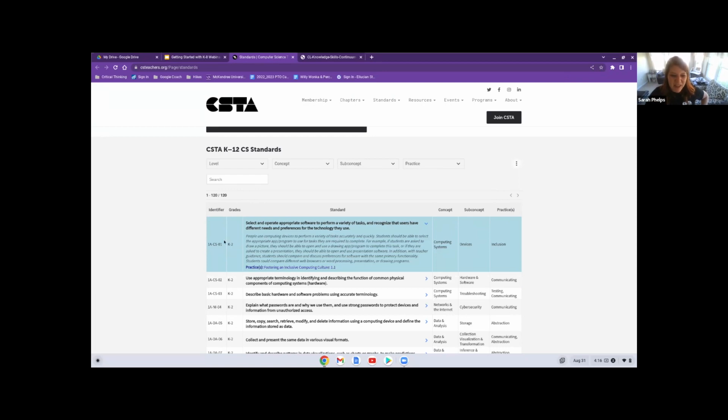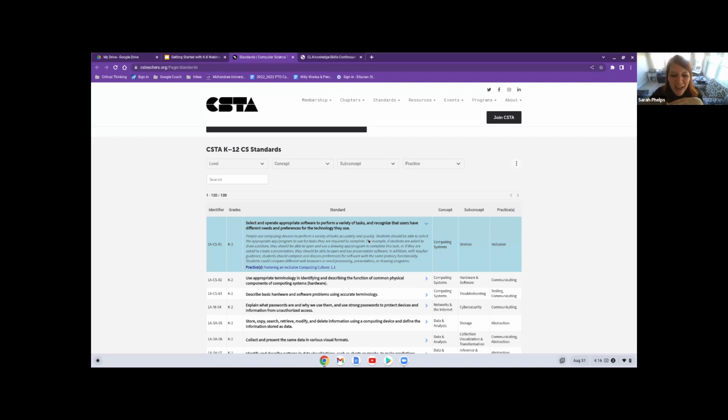And even, as we said earlier, that grade band is not there. The CSTA standards will have it right here, so you don't have to remember what 1A means. It's also in the CSTA standards right here. So let's look. It says, oh, people use computing devices to perform a variety of tasks accurately and quickly.